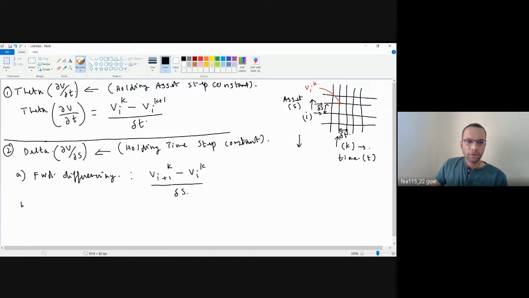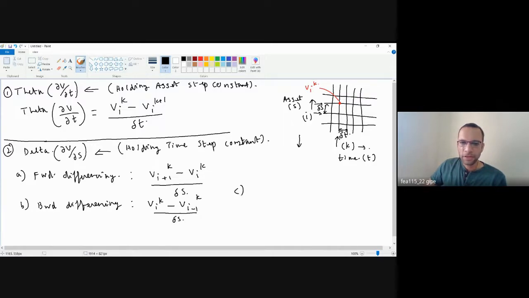Or there is a backward differencing as well. So something like V(i,k), again movement along the i-axis, minus V(i-1,k) upon delta S. Or thirdly, there is a central difference, something which we generally prefer.